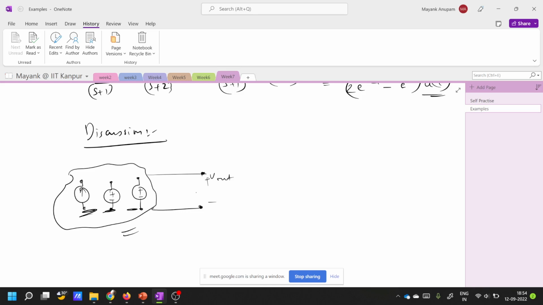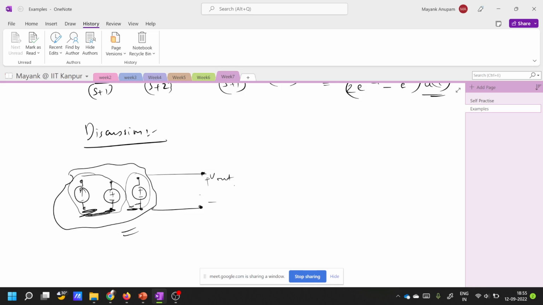But superposition is not limited to individual application. You could have also taken these two sources at a time, and this one at a time. So you take these two sources and you short this voltage source here and find out what the voltage is. Then the next time, you short this and you open this and take this voltage source, find out the voltage, and then add these two voltages algebraically. That also you could have done.